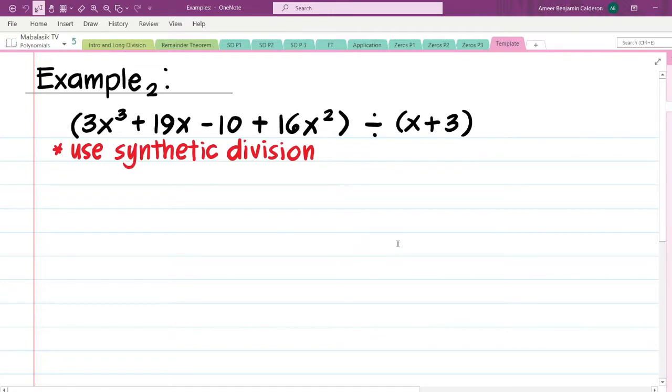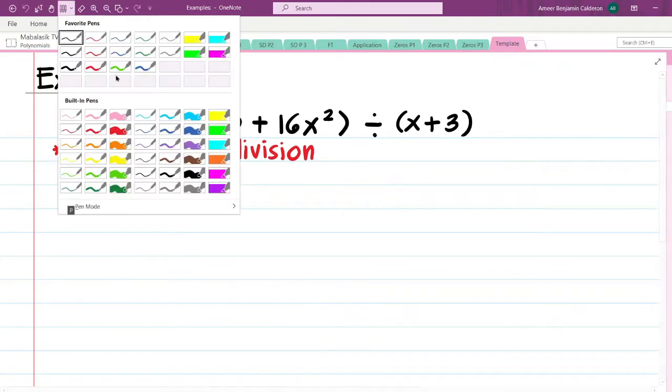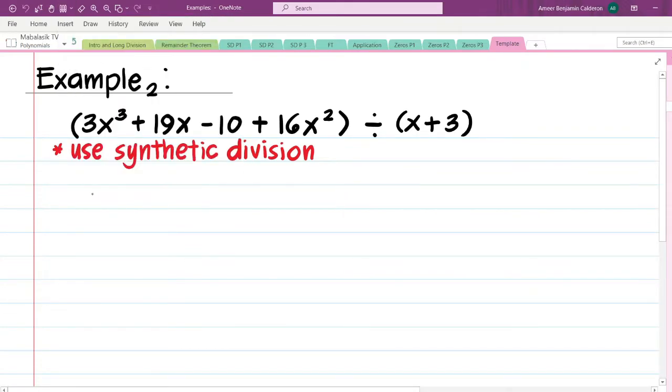We are still going to divide this polynomial by x plus 3, but we are now going to use synthetic division. So again, let us express this in standard form, and we all know now what the standard form is. This is 3x cubed plus 16x squared plus 19x minus 10. So this is our standard form, and then we are going to divide it by x plus 3.